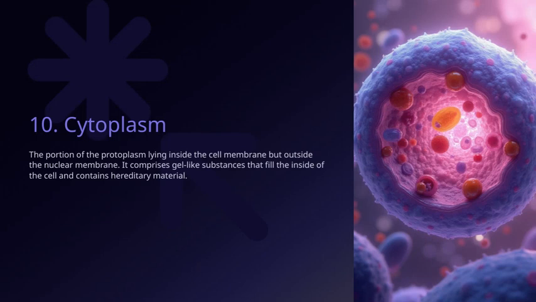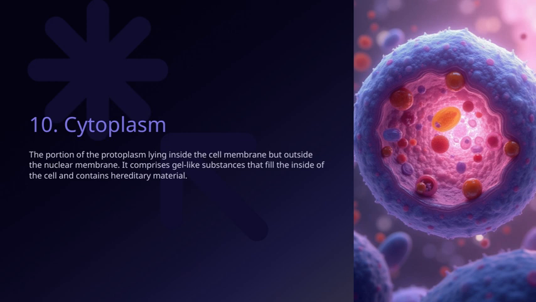Now, let's talk about the cytoplasm. The cytoplasm is the portion of the protoplasm that lies inside the cell membrane, but outside the nuclear membrane. Think of it as the jelly-like substance that fills the inside of the cell, providing a sort of cushion and medium for all the cell's activities.